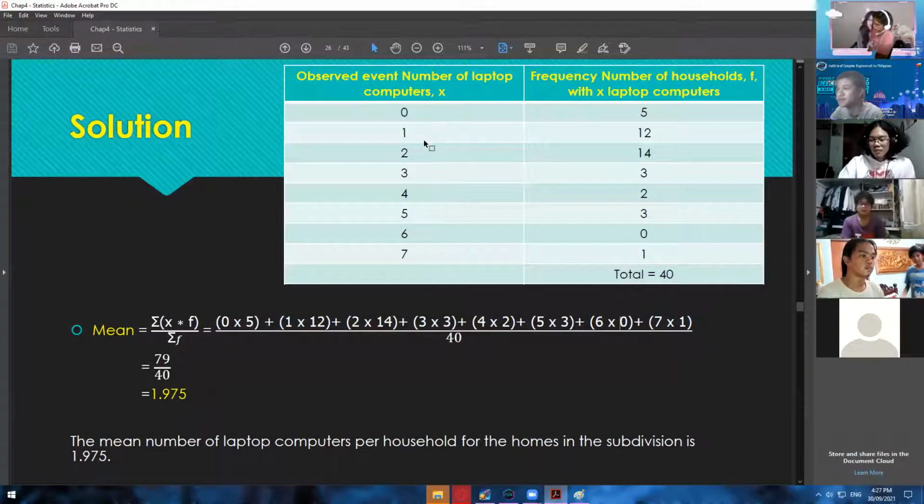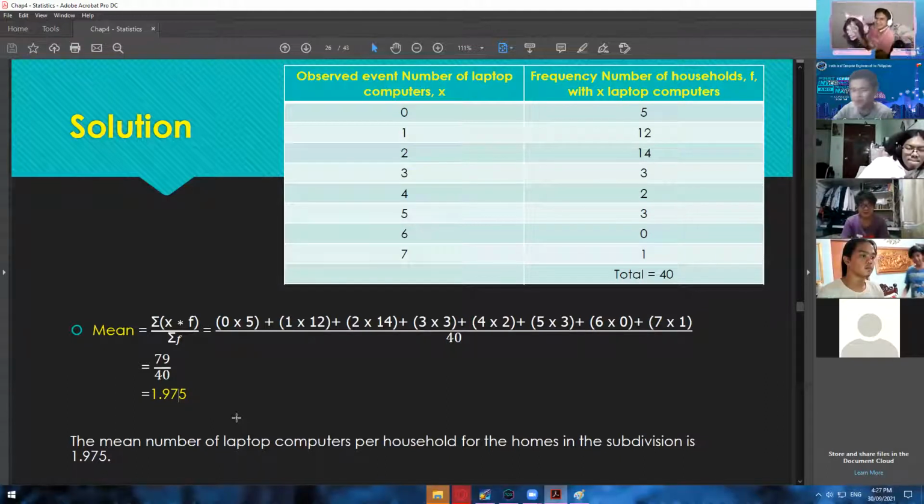So 0 times 5, 1 times 12, 2 times 14, and so on and so forth, and then divided by the total of frequencies that we have here, which is 40. And then you will get 1.975. So there is an average of, let's say, 2 laptops per household. I've just rounded this one up since there is no 0.975 laptop. It should be a whole number. Let's just say 2 laptops all in all.